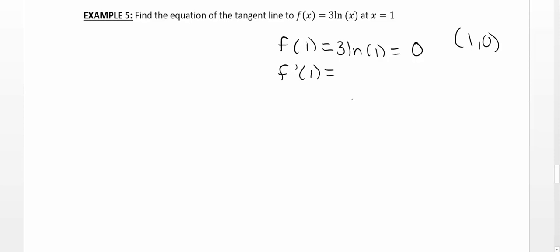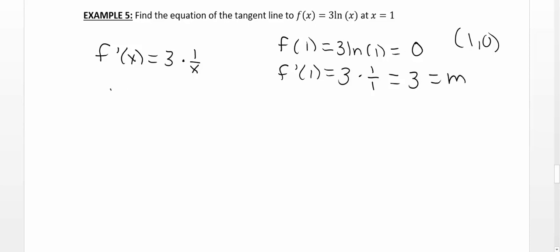We also need the derivative at that point, as that will tell us the slope of the tangent line. So the derivative of 3 times the natural log of x is 3 times 1 over x. Plugging in a 1, we get 3 times 1 over 1, which is going to give us 3. That's the slope of our tangent line.